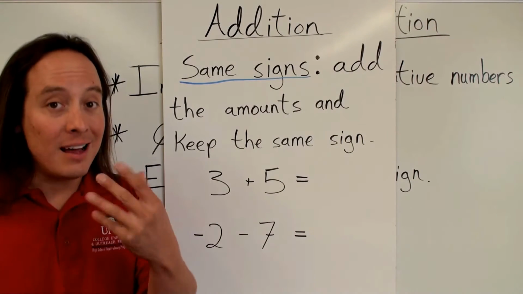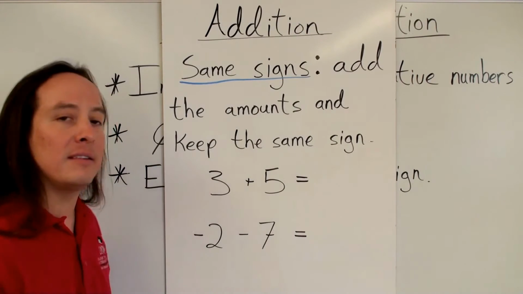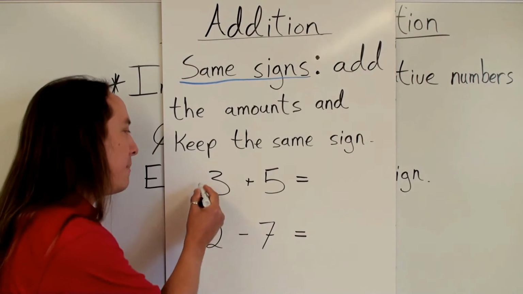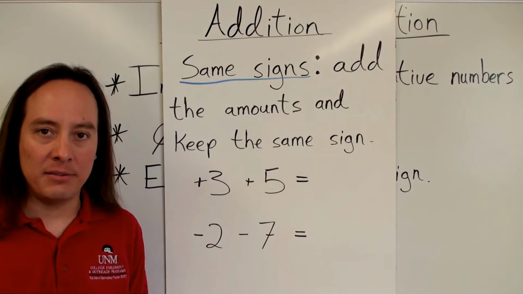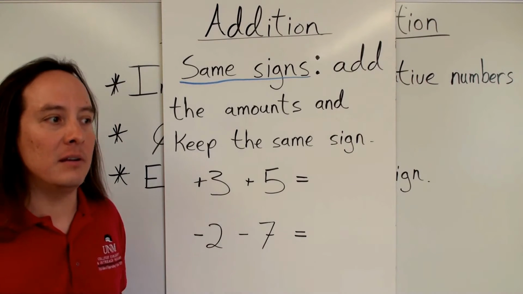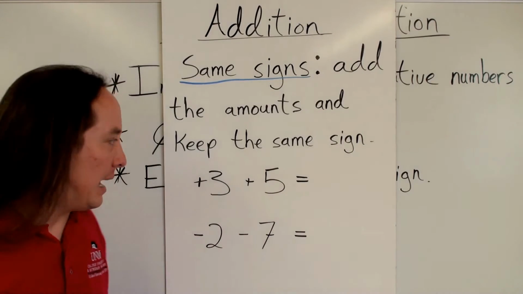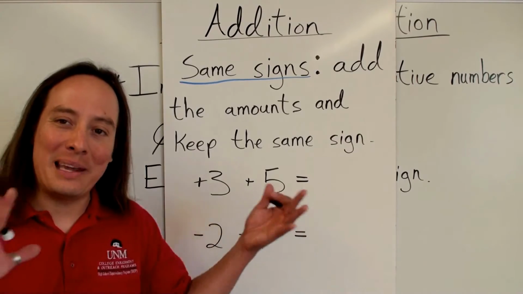If a number does not have a sign that is explicitly written down or expressed, like it is here on the board, it automatically takes a positive sign. Okay? So numbers that don't have a sign written in front of them are positive. So this would be positive 3, positive 5. And because they're the same signs, we add them together.